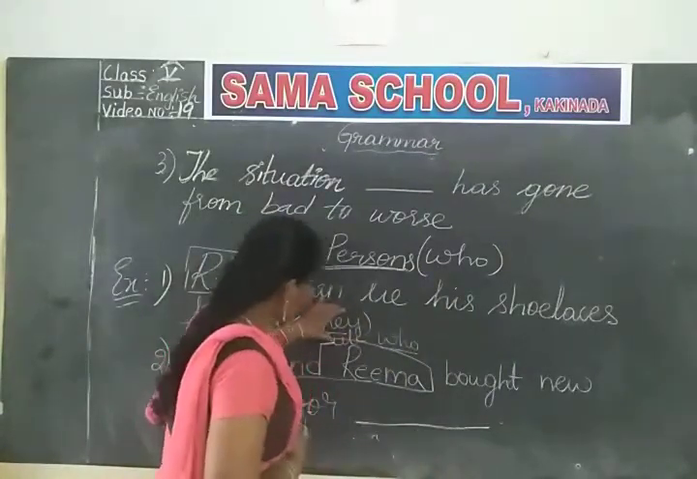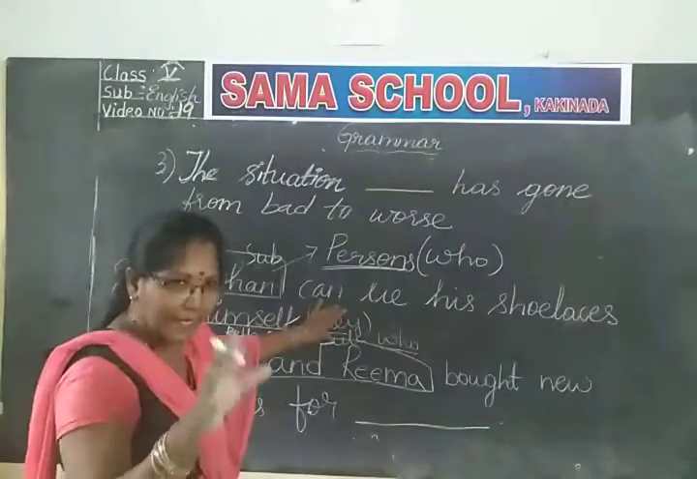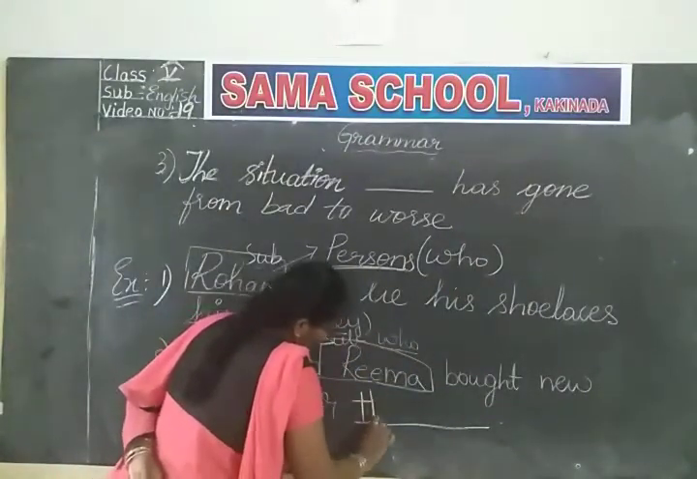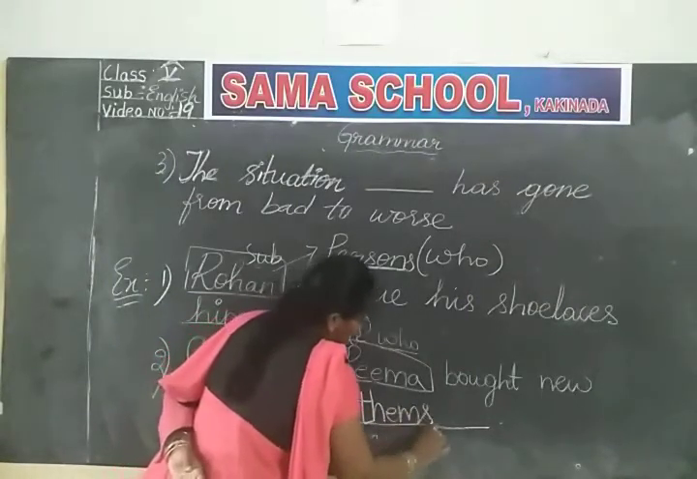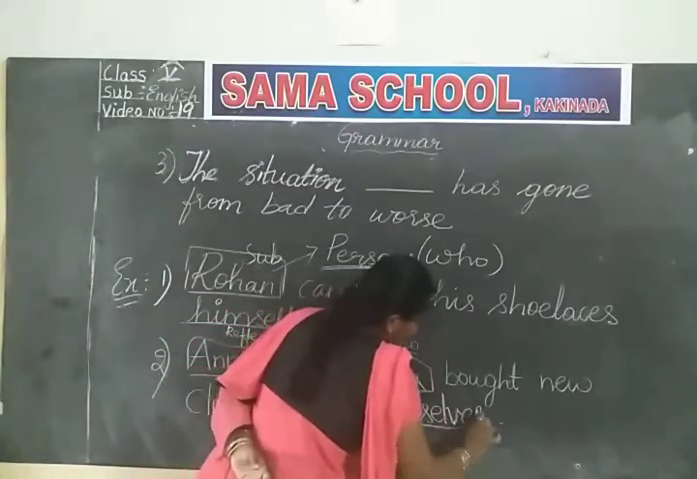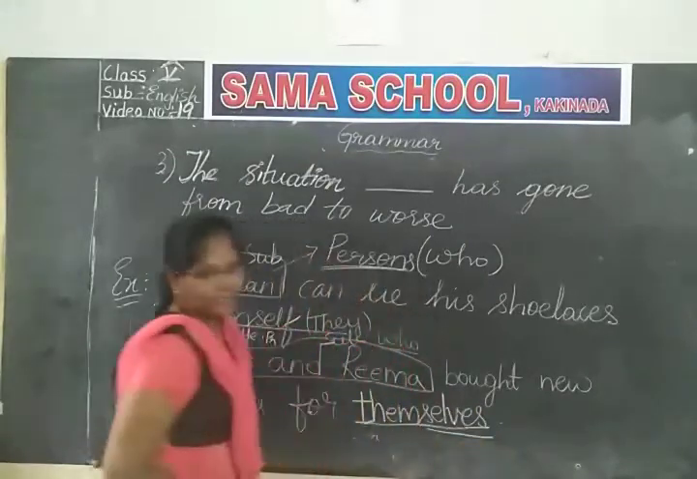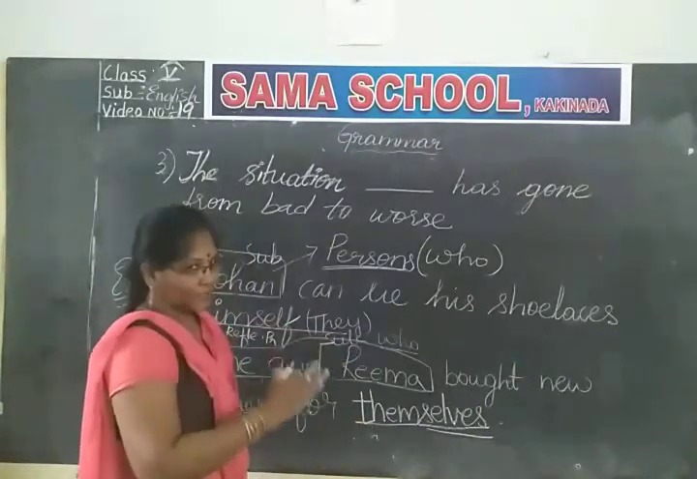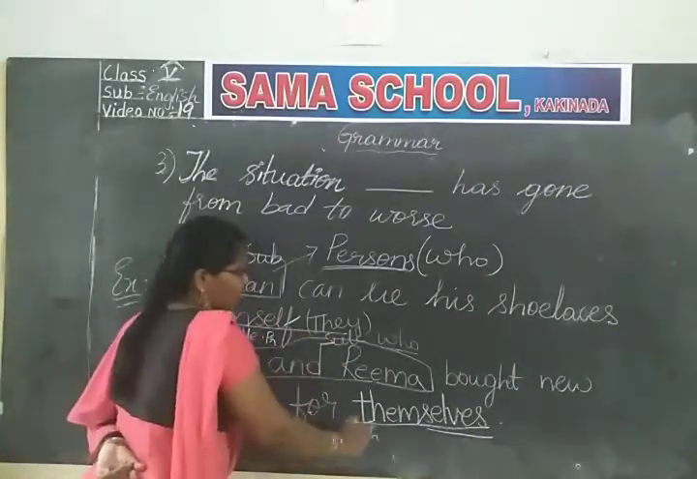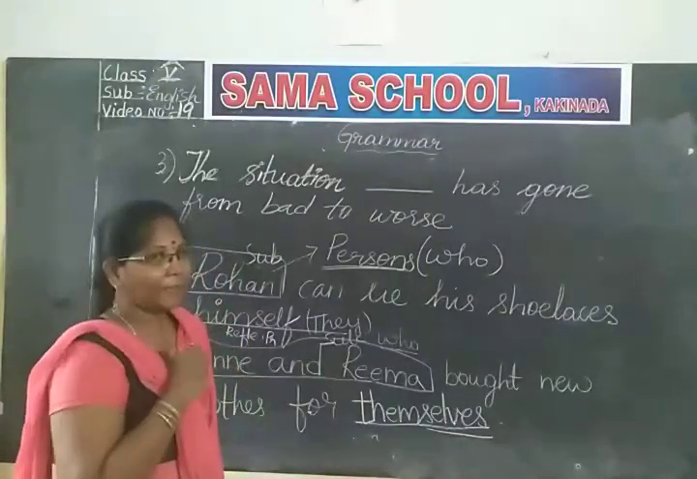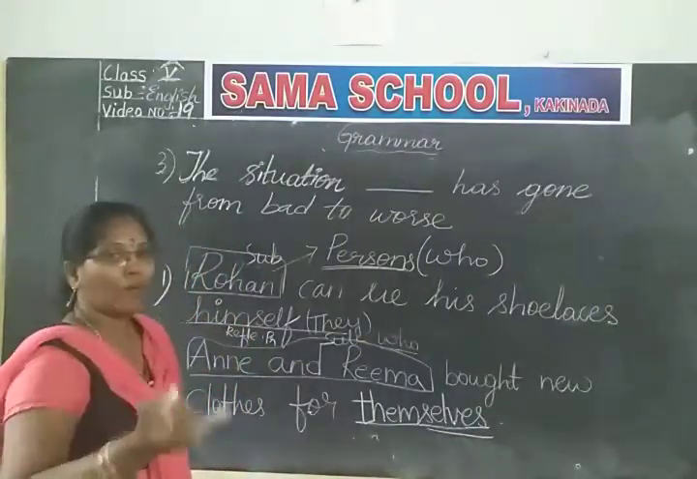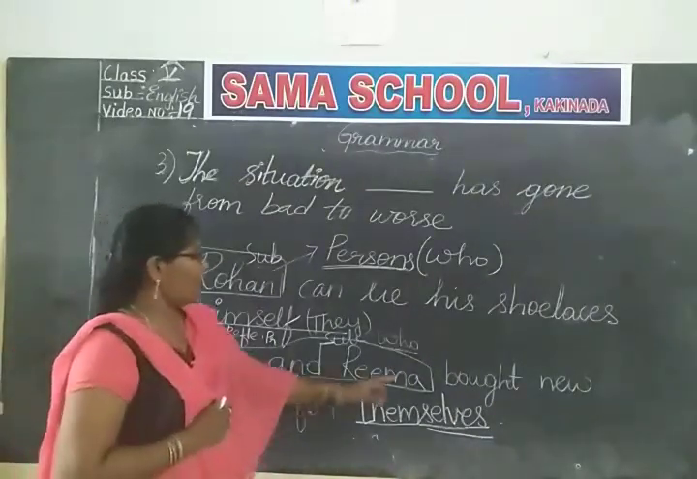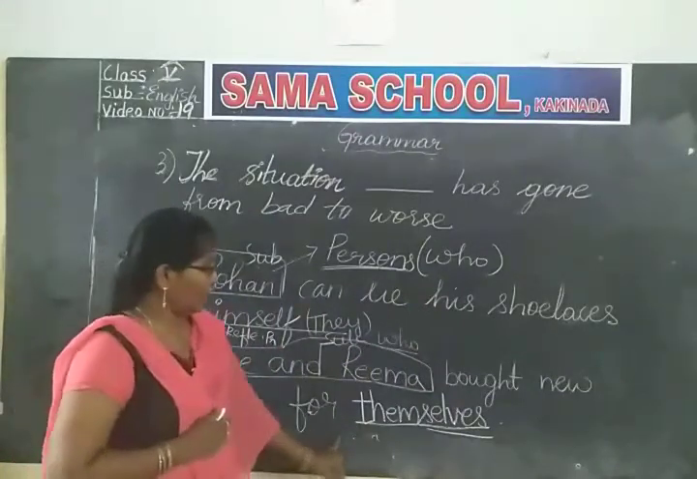So whenever the pronoun is they, we have to use the reflexive pronoun or emphatic pronoun themselves. Plural, so we have to use selves. Whenever they comes, we have to use them. They comes means them. This is a common rule. I means my. We comes means our. Like that we have to use. So Annie and Rima bought new clothes for themselves.